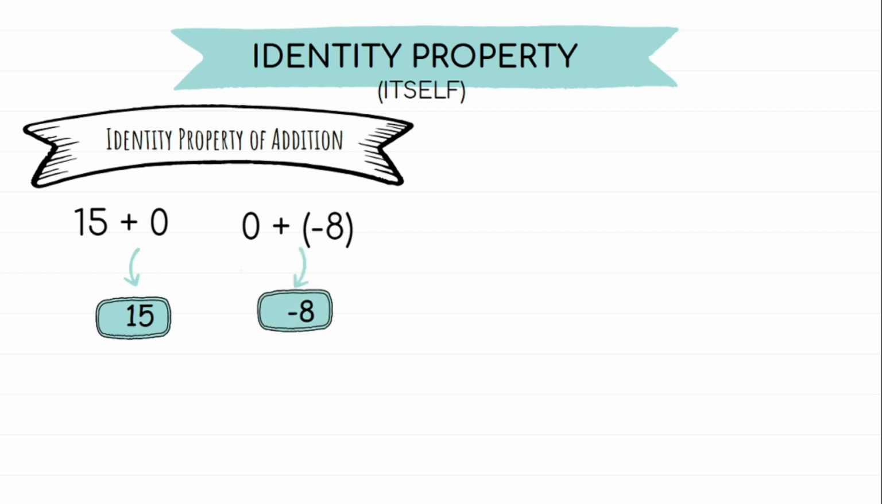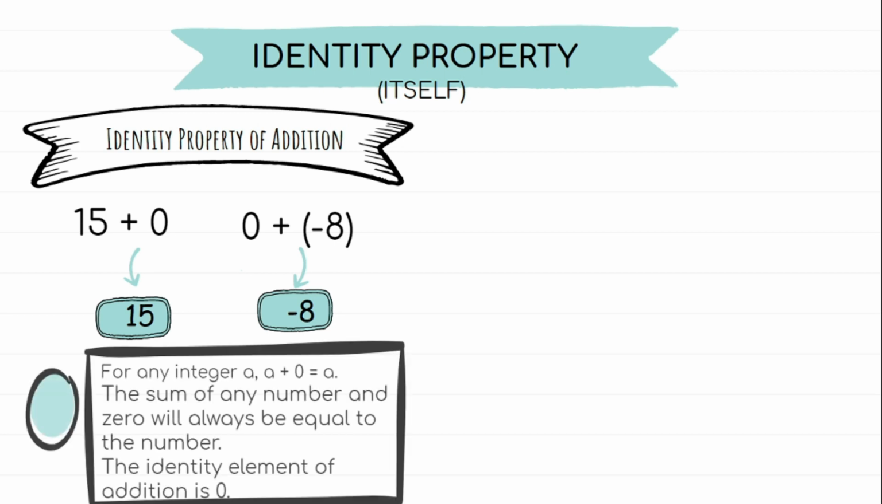Ibig sabihin, kapag nag-add tayo ng number sa 0, ang sagot ay yung number na yon pa din. So, for any integer a plus 0 is equal to a. So, sabi nga, the sum of any number or integer and 0 will always be equal to the number itself. Gaya na sinabi ko, kapag nag-add tayo ng kahit anong integer or number sa 0, ang sagot ay yung number na yon pa din. So, the identity element of addition is 0. Ulit, ang identity element of addition ay 0.